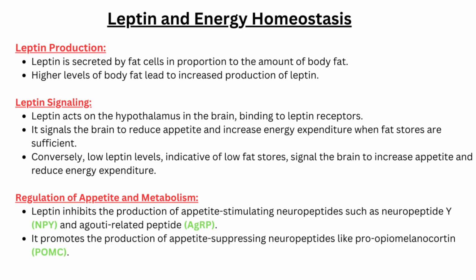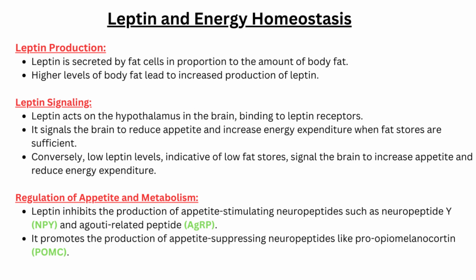Leptin plays a central role in regulating energy homeostasis. Leptin production involves its secretion by fat cells in proportion to the amount of body fat. As body fat increases, so does the production of leptin, creating a feedback mechanism where higher fat stores lead to elevated leptin levels. Leptin signaling occurs when leptin binds to receptors in the hypothalamus of the brain.